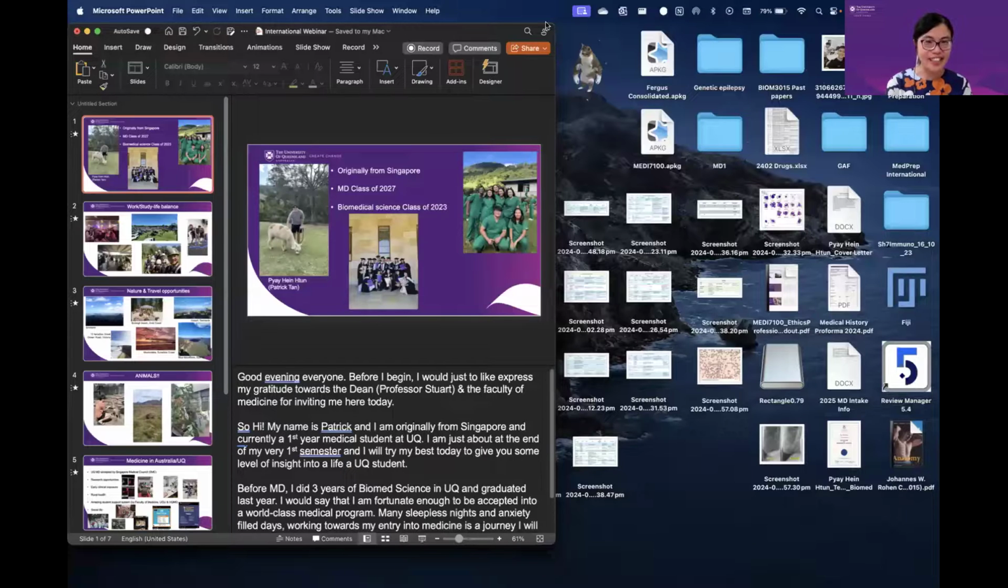So we are now moving on to Patrick. Patrick is our current Year 1 MD student, and he's originally from Singapore, and he's enjoying life here as an MD student at UQ and in Brisbane. So I will let you introduce yourself, Patrick. I know you have an amazing presentation, mainly the photos, to share with us. So over to you, Patrick.